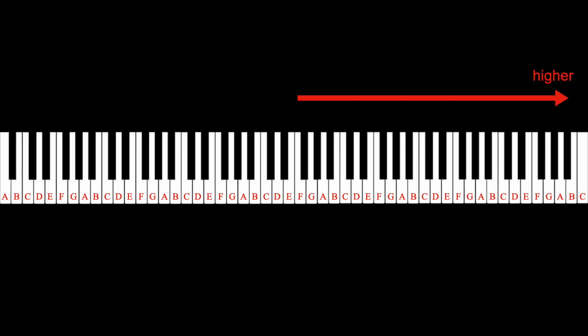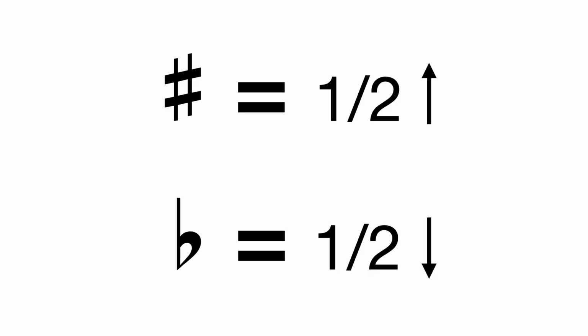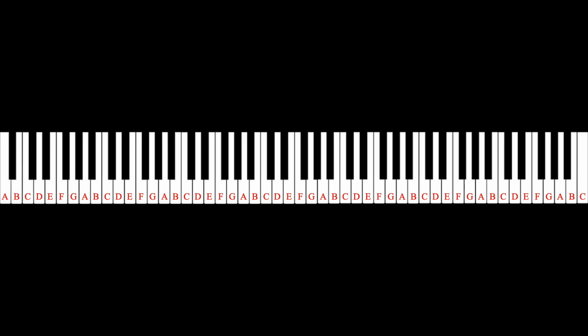Remember, the notes on this end sound higher, while the notes on this end sound lower. While the white keys represent normal notes, the black keys represent the sharp and flat notes. Remember, sharp notes are a half step up, and flat notes are a half step down. So, for example, C sharp, which is the same as D flat, would be here in between C and D. B flat, which is the same as A sharp, would be here in between A and B.